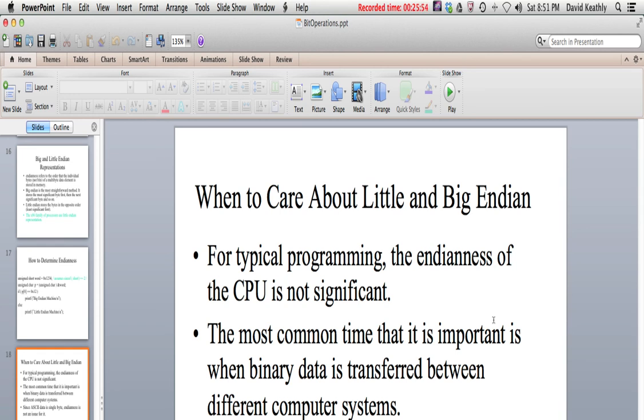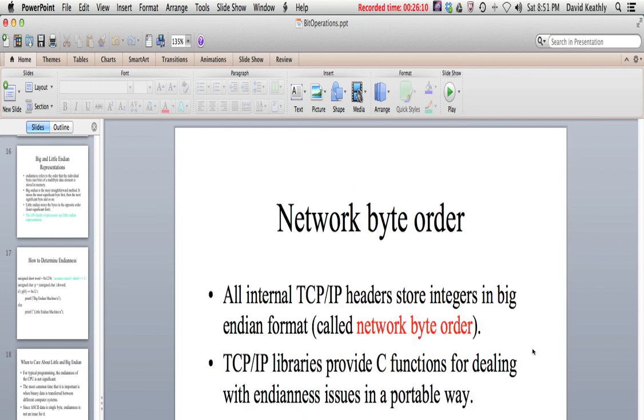So when do we care? Normally we don't. If we're doing everything on the same CPU or same kinds of CPUs, it's not a problem. When we transfer between different computer systems, that's a problem. We can solve that easily by using ASCII data, but then we have to translate it as we read it in and write it out.